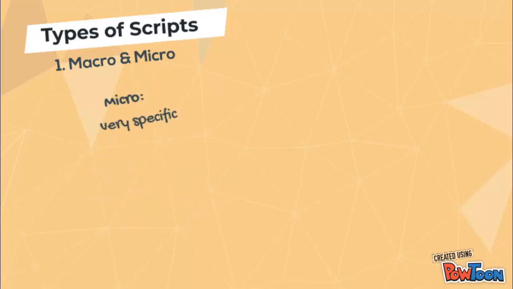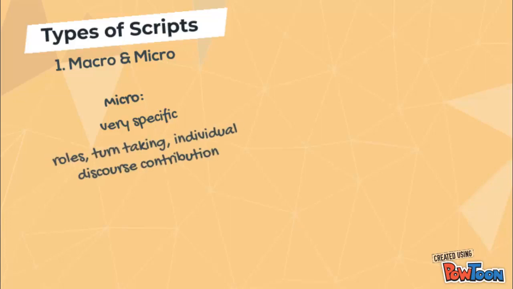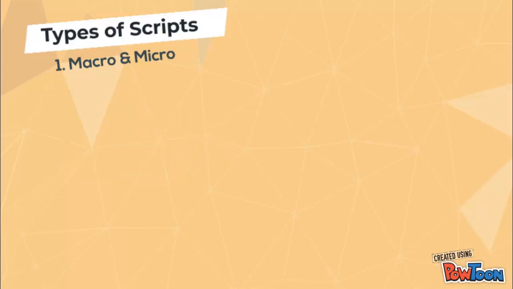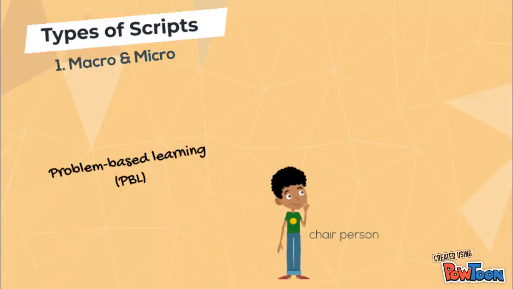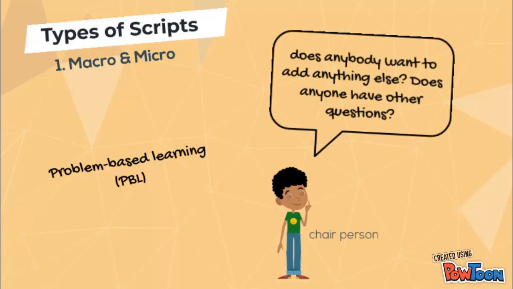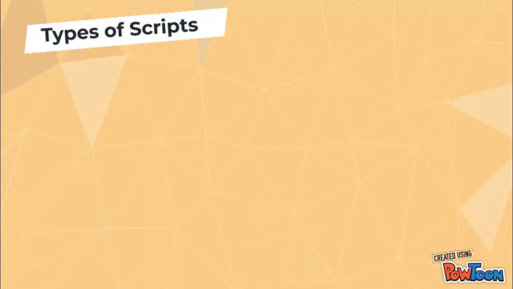Microscripting refers to supporting very specific collaborative learning activities at the level of collaborative roles, turn-taking, and individual discourse contributions. For example, in PBL case, a chairperson can use more specific and detailed questions like, does anybody want to add anything else? Does anyone have other questions? To organize discussions.